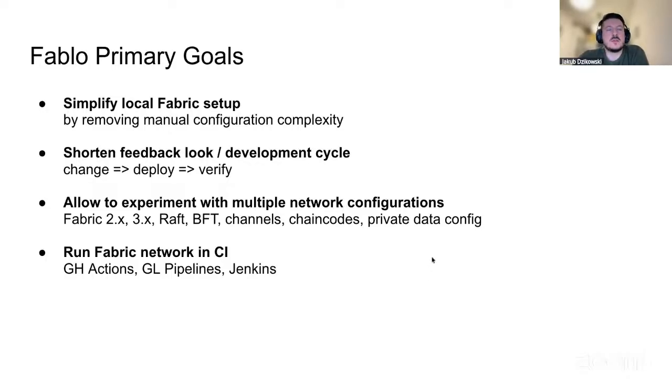Also, our goal is to allow experimenting with multiple network configurations, because we have plenty of configuration options. We can provide multiple orderer groups. We can use different Fabric versions, different consensus protocols, chaincodes, private data, and so on. And also, a common use case for Fablo is running a Fabric network in continuous integration processes. I personally have used it in GitHub Actions, GitLab Pipelines, and Jenkins, and it just works.